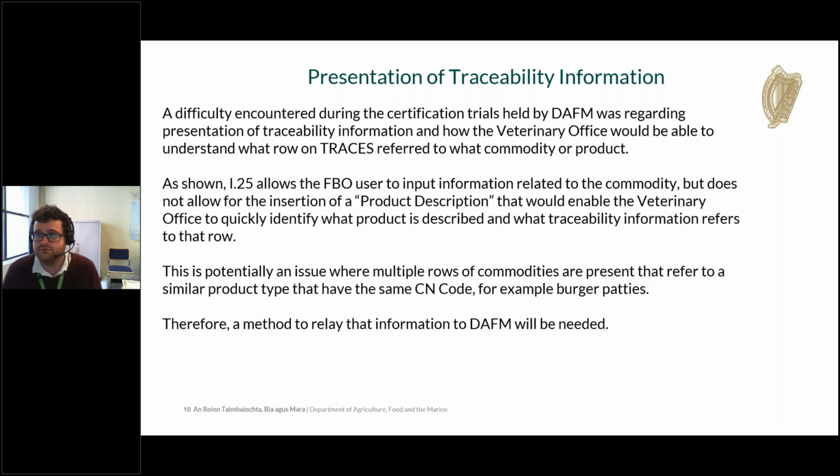But essentially, if you have 25 rows, all we'll see on TRACES is the information that was shown previously, which is the CN code, the species, and the slaughter plant. But we don't know, it says meat product, say for the mincemeat, it'll say minced, but we won't know if that's a burger, if that's a burger patty, if that's minced meat. So essentially, we need you to devise a method that will relay that information to DAFM, because we will have to be able to essentially know what row is referring to what product.